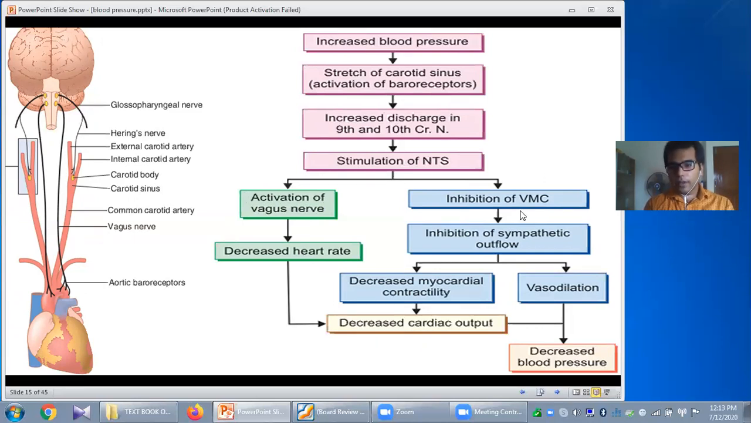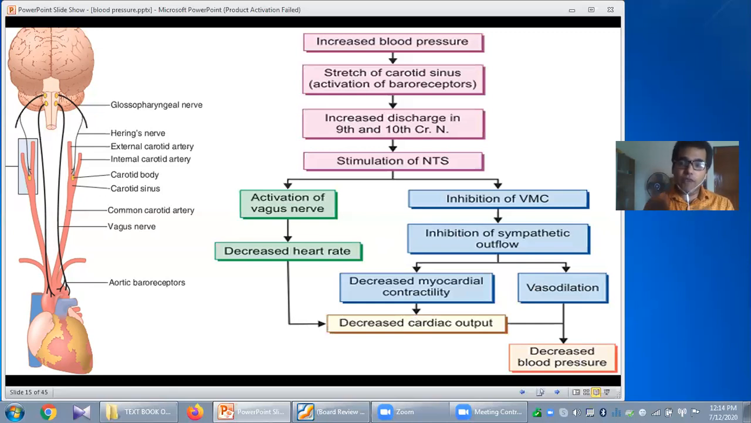On the other hand, the vasomotor center will be inhibited, especially the vasoconstrictor area that produces the vasomotor tone. The inhibition of the sympathetic outflow will cause decreased myocardial contractility, and this decreased myocardial contractility will contribute to decreased cardiac output. At the same time, due to this reduced sympathetic tone, there will be vasodilatation and thereby reduced peripheral resistance. So the ultimate result is decreased blood pressure.